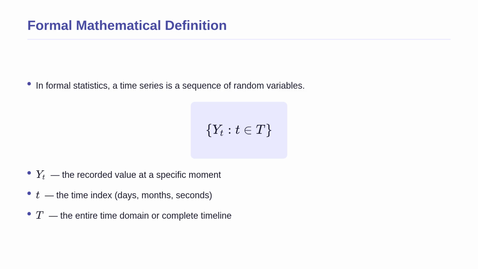Now that we understand the basic idea, let us look at how we write this formally in statistics. The formula you see here represents a collection of measurements taken over a specific period. The curly braces indicate we are looking at a complete set of data points. Inside, the capital letter Y sub t represents the actual value we are measuring at a specific moment, like daily temperature. The small letter t is our time index, which tells us exactly where in the timeline our measurement belongs. Finally, the capital letter T represents the entire time domain we are observing. As the time index t increases, we move forward into the future, observing new values of y.